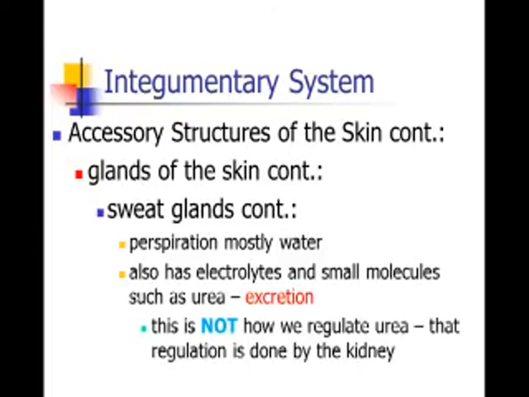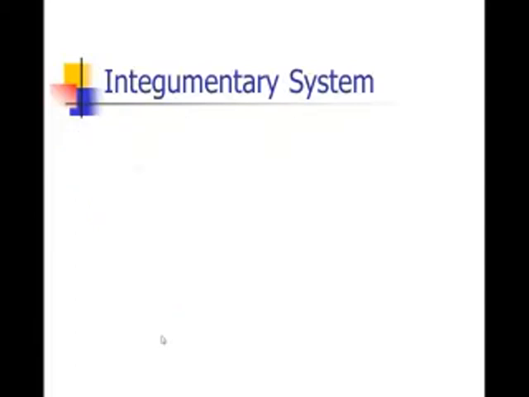So here's the thing that you should understand, because I think sometimes people figure, well, okay, so this is really excretion. This is how we get rid of this urea. It's true that we do get rid of urea with the perspiration, but it's not how we regulate urea, and that's really an important thing to appreciate. Regulation of urea content in the blood is accomplished by way of the kidney, and not by way of your sweat glands.